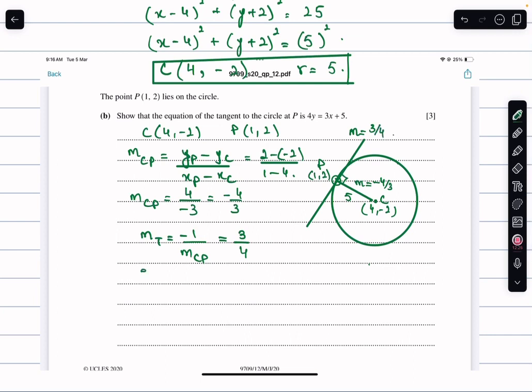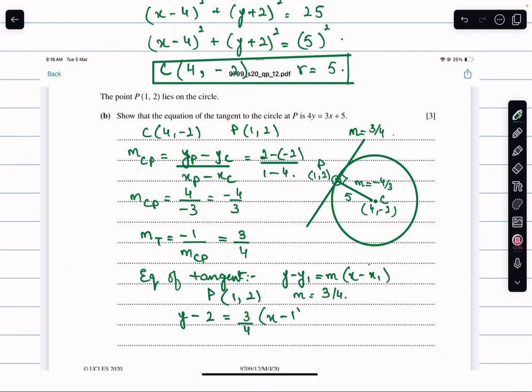To get the equation of the tangent, I will be using the straight line equation, which is y minus y1 equals the gradient times x minus x1. I have the point P which lies on the tangent, (1, 2). I have the gradient of the tangent, which is 3/4. Substituting that, it becomes y minus 2 equals 3/4 times x minus 1.